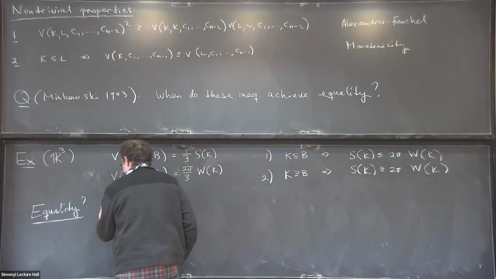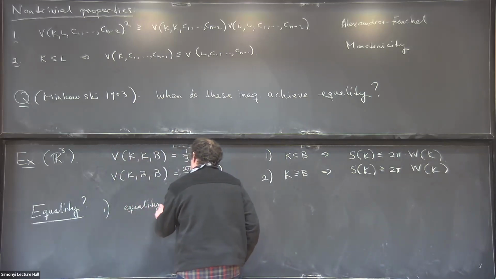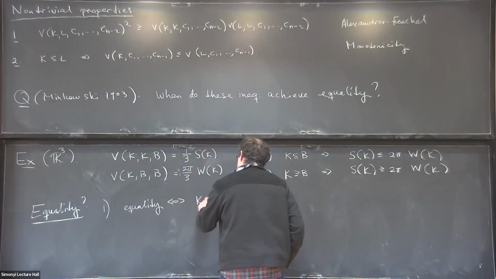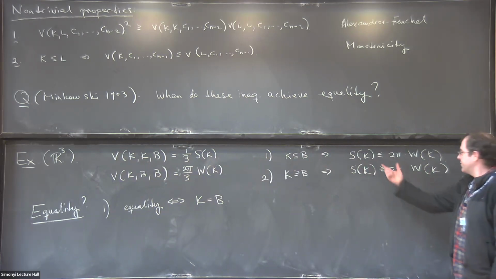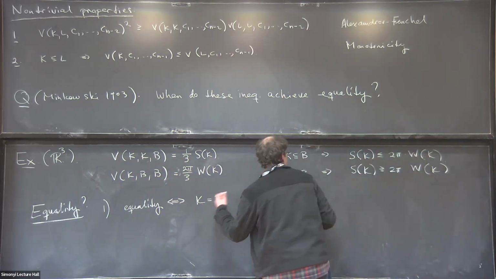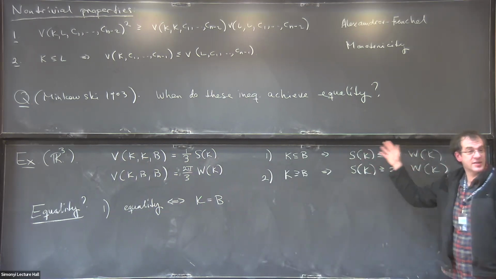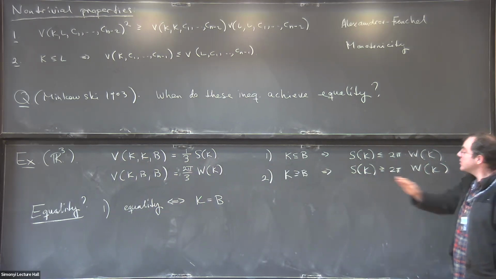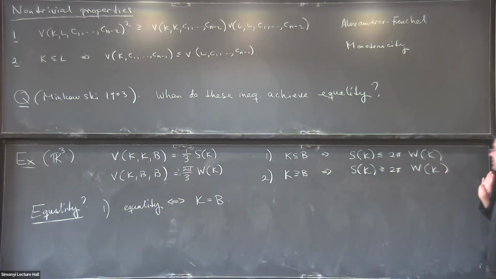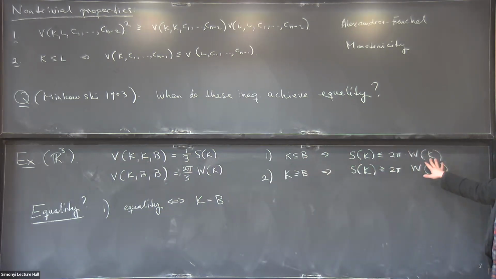In one, we have equality if and only if the body itself is a Euclidean ball, up to scaling and translation. It's already contained in the ball, so we're very good. So the equality only happens when K is a Euclidean ball.